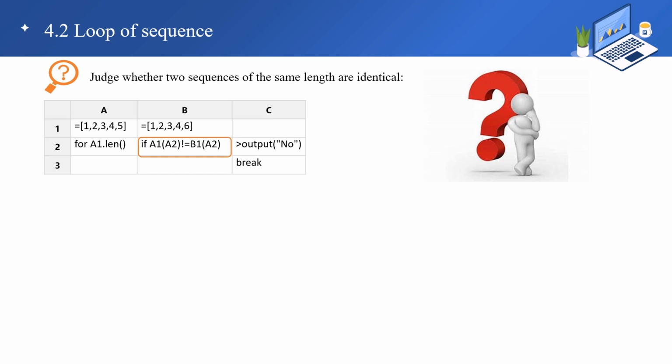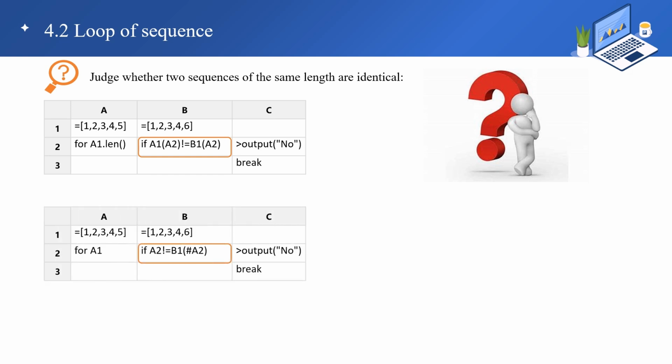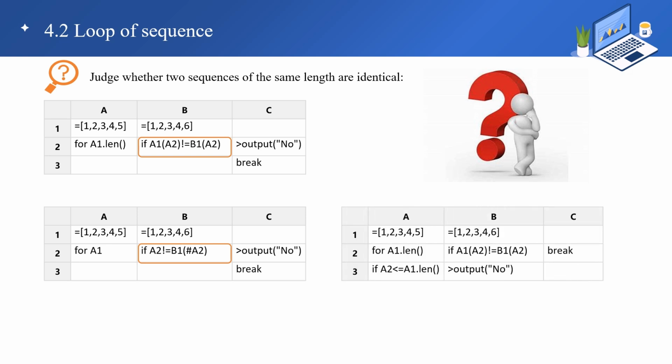If an unequal member is found, output no, and then jump out of the loop. It can also be realized by a sequence loop. The code for this comparison can also be written in this way. After finding an unequal member, jump out of the loop and judge outside the loop.